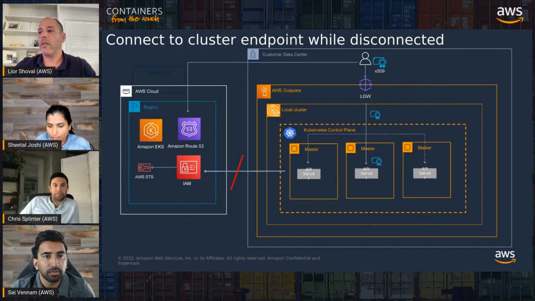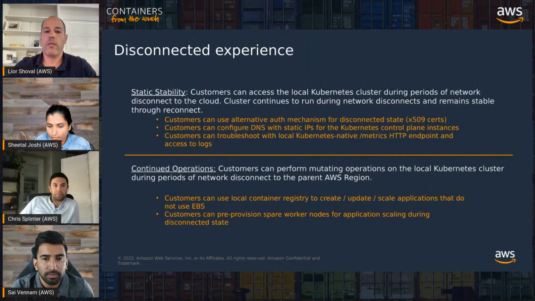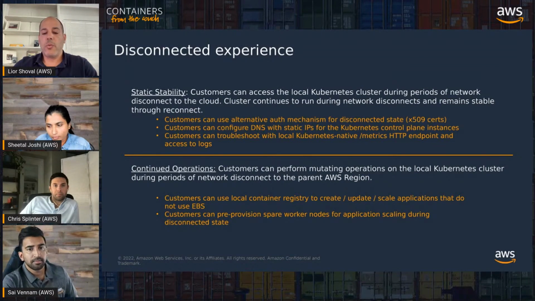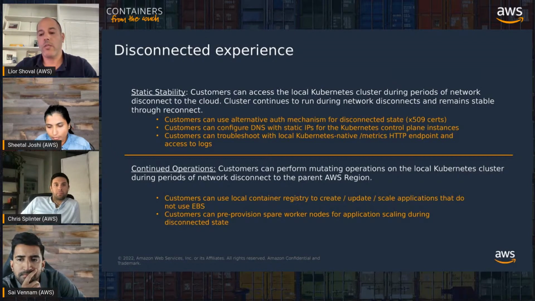With that, we can go into the next slide and talk a little bit more about the disconnected experience. When we talk about disconnected, we actually distinguish between two different terms: static stability, where the cluster simply continues to run, and continued operations, which enable customers and users to perform mutating functions on the local cluster. With static stability, customers can use alternative authentication mechanisms for the disconnected state, as I mentioned before, the X509 certificates. And you can also configure your local DNS with the static IPs for the Kubernetes control plane instances.